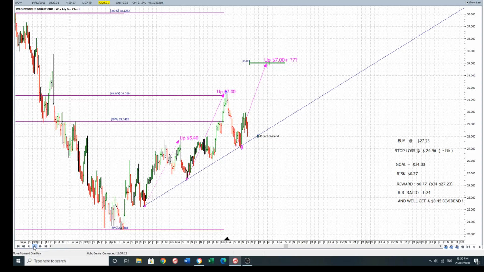What I did fail to mention, and you might have noticed, is that along the way, if this is a successful trade, depending on when it hits $34, we're going to pick up a 45-cent dividend. So that's just icing on the cake. Prices are looking pretty strong moving into the dividend. And of course, there's the ex-dividend date. We picked up our 45 cents. It didn't cross under the line. It hasn't gone 1% under it. We're still in the trade.